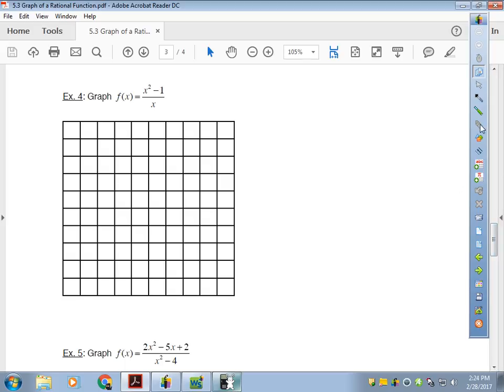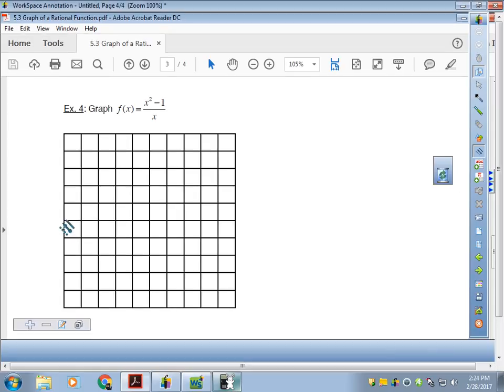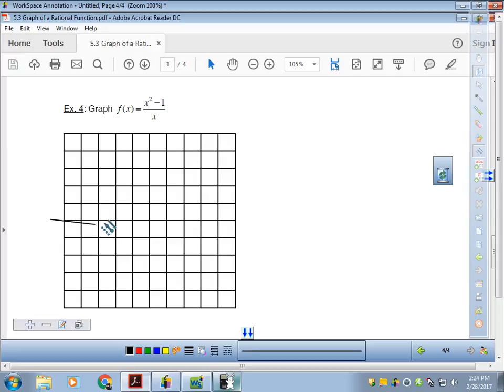Alright, next one. Again, the first thing we do is factor. We have x squared minus 1 over x. That top will factor into x plus 1 times x minus 1 because it's the difference of perfect squares. There are no common factors to cancel out though, so nothing going there.